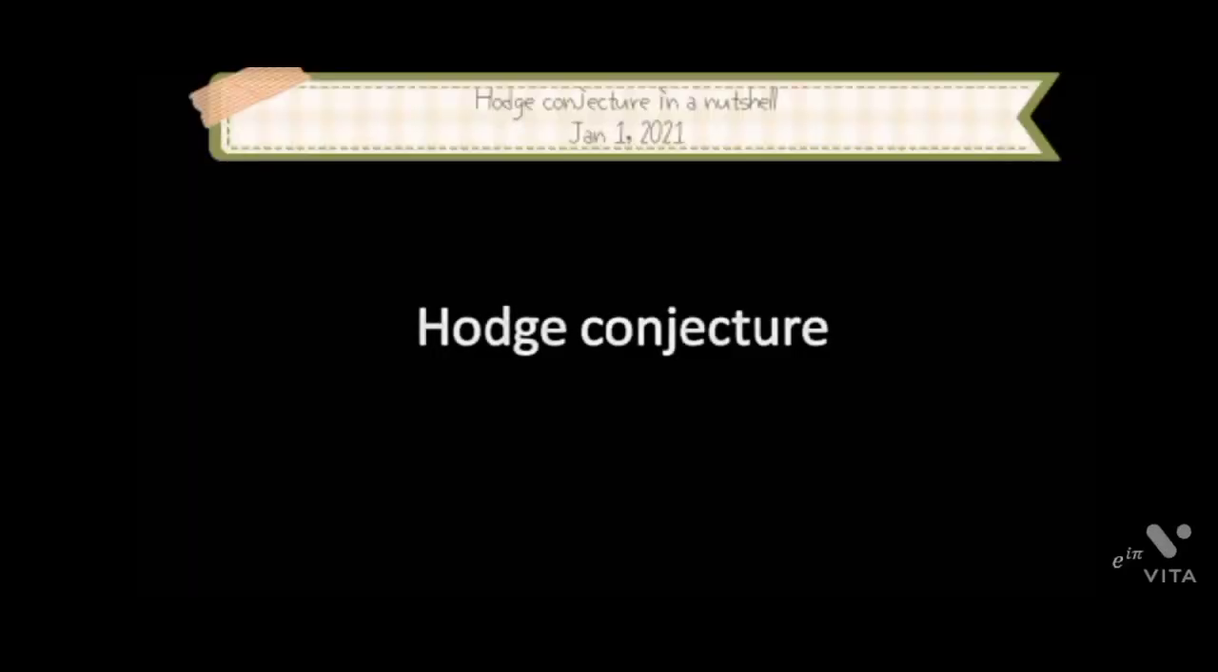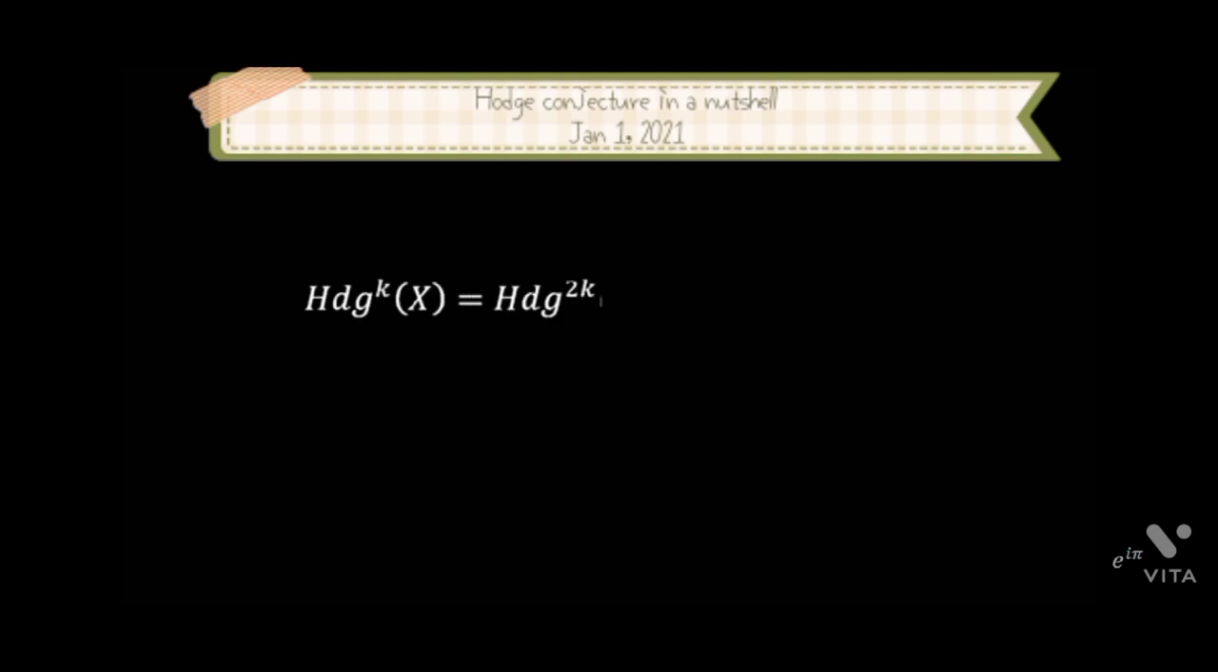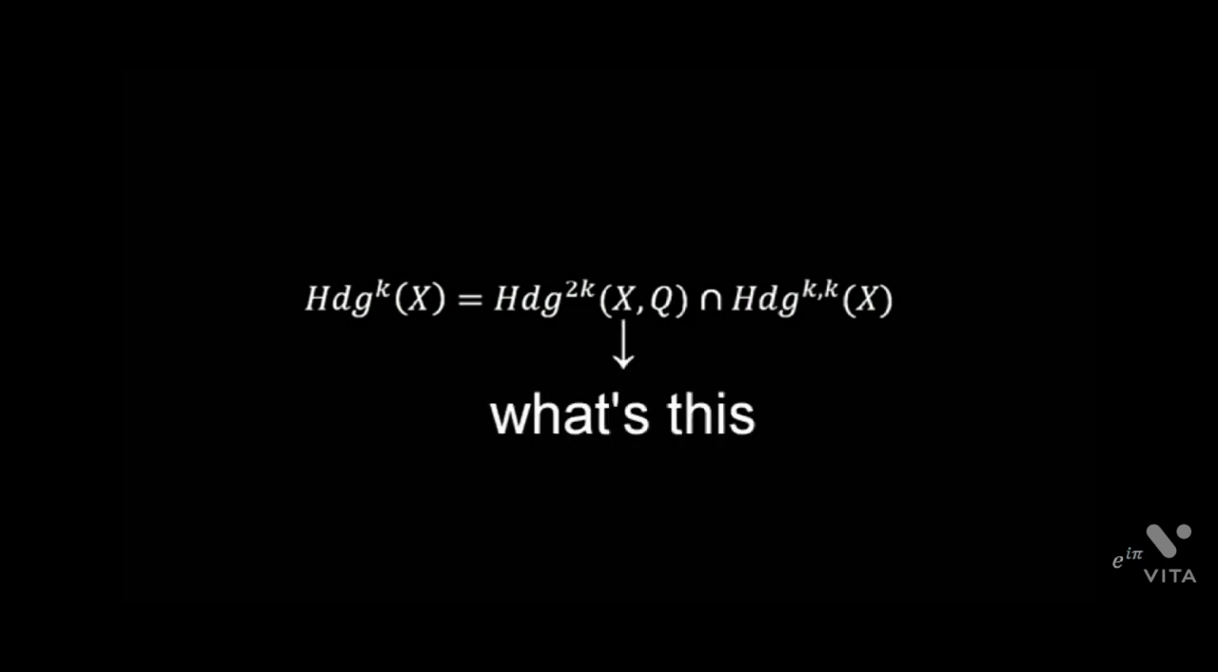The power to associate a link between algebra and topology, the Hodge conjecture. The conjecture deals with Hodge classes. At first glance it might not make any sense at all. What are all these things? Let's have a look at this X.